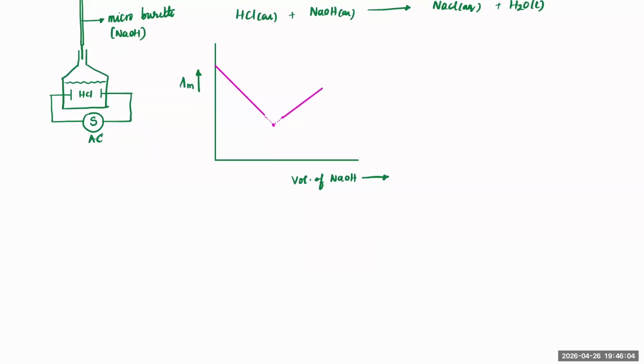So now you notice this one. This point is what we call the equivalence point, where the titration is completed. And in this zone, H plus is being replaced by Na plus. And what about in this zone? In this zone, now what's happening?